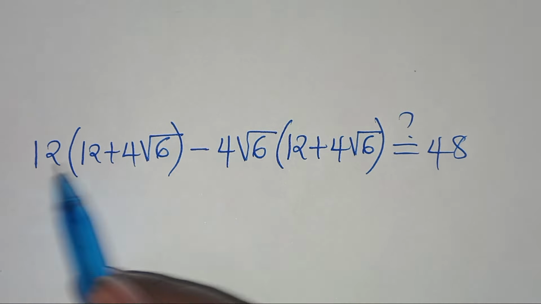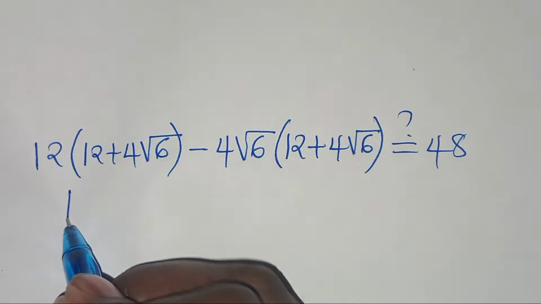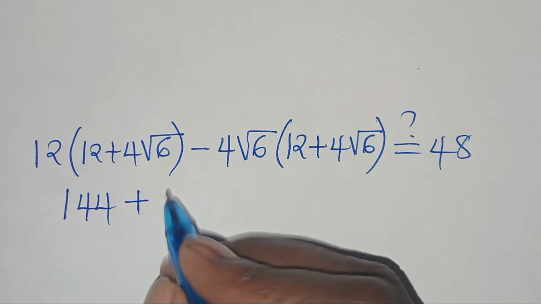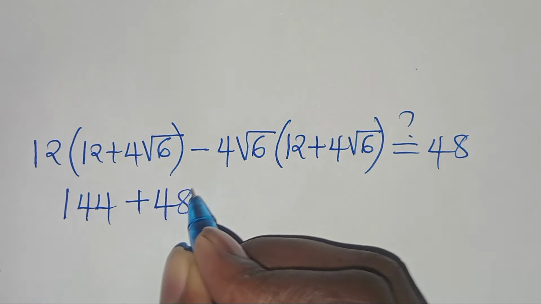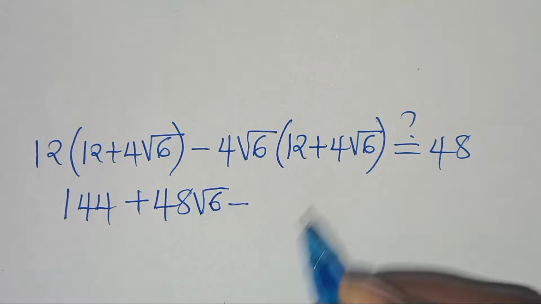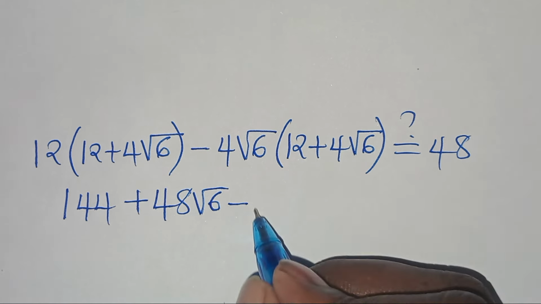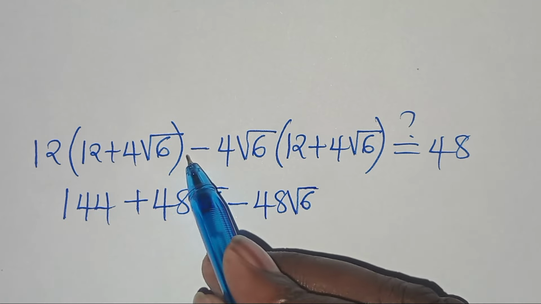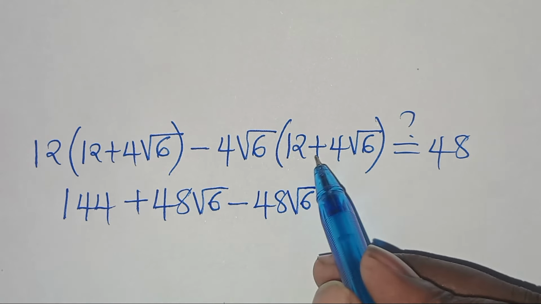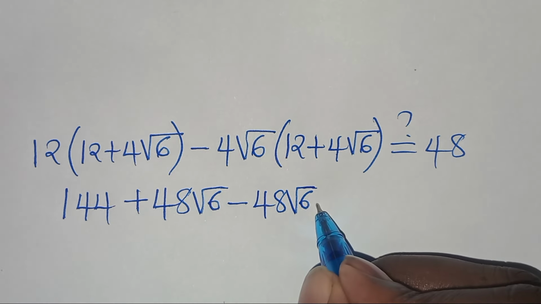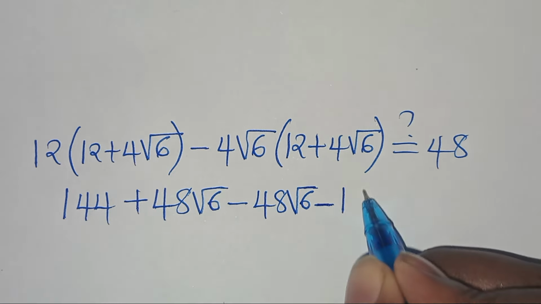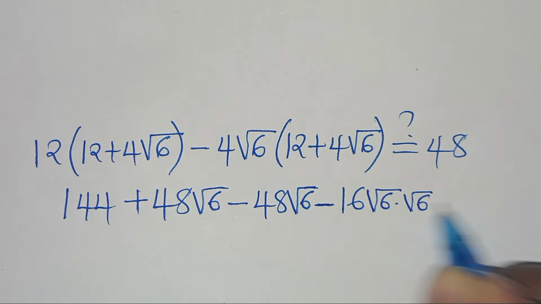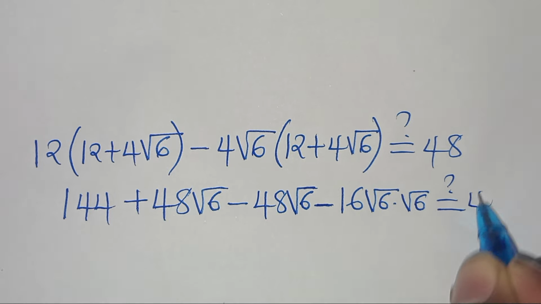Now let's open the parentheses here. We have 12 times 12. This is 144. Then plus 12 times 4 square root of 6. So this is actually equal to 48 square root of 6. Then minus 4 square root of 6 times 12. This is 48 square root of 6. Then we have minus 4 square root of 6 times plus 4 square root of 6. So this is minus 16, we have square root of 6 times square root of 6. This should give us a value of 48.